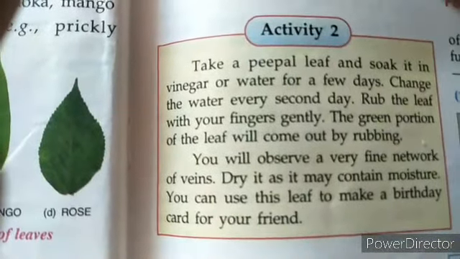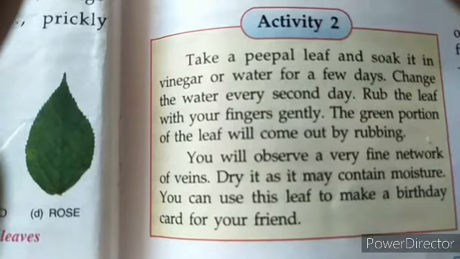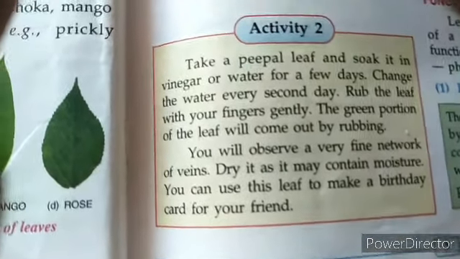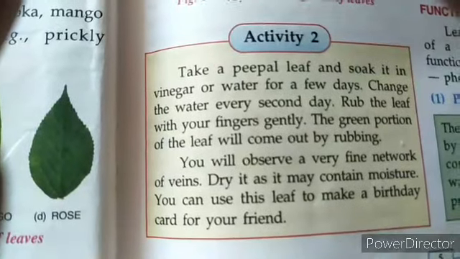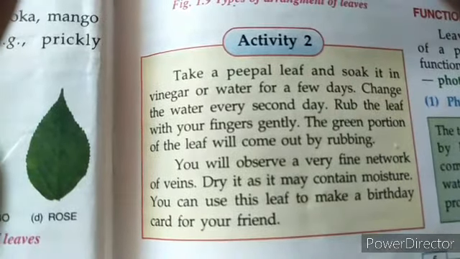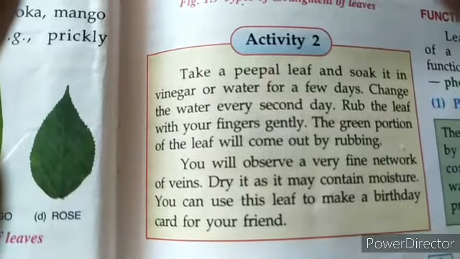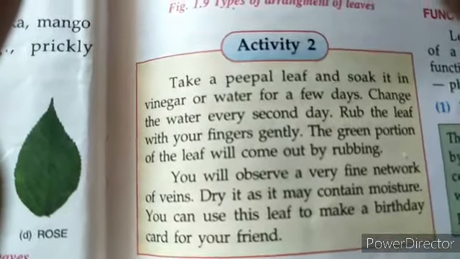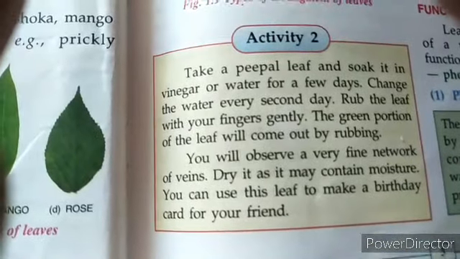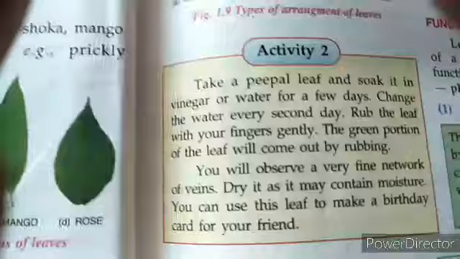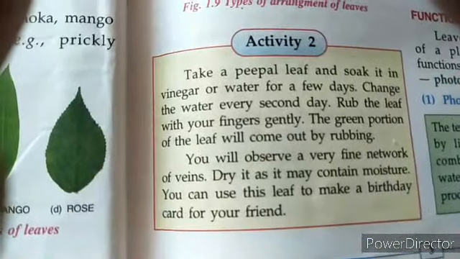Similarly, activity number 2: take a peepal leaf and soak it in vinegar or water for a few days. Change the water every second day. Rub the leaf gently with your fingers. The green portion of the leaf will come out by rubbing. You will observe a very fine network of veins. Dry it, as it may contain moisture. You can use this leaf to make a birthday card for your friend. So this is also a leisure time activity.